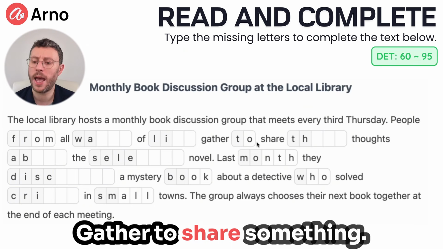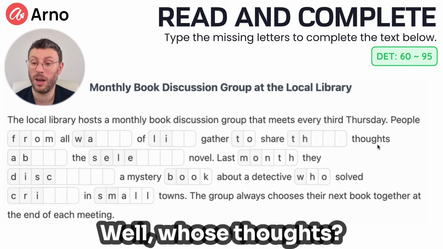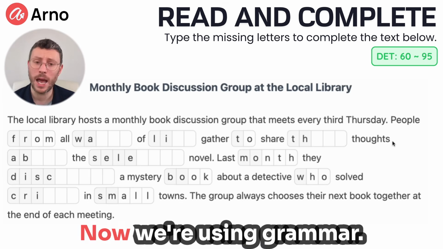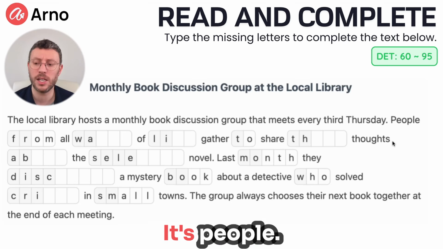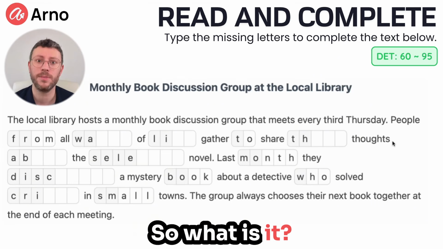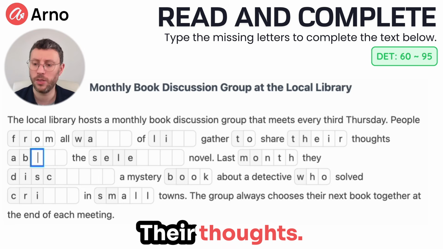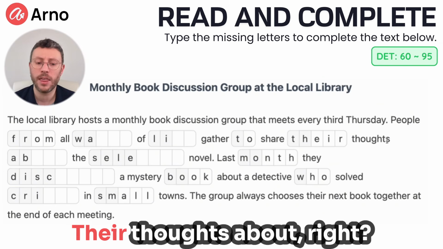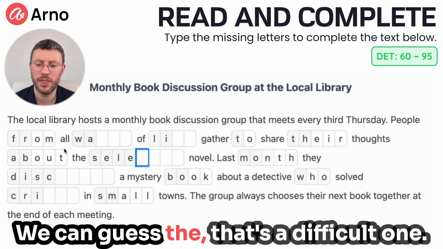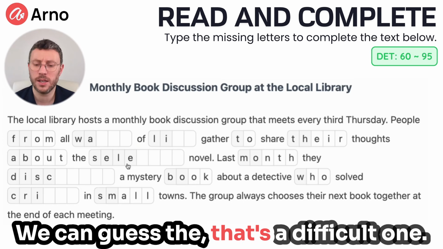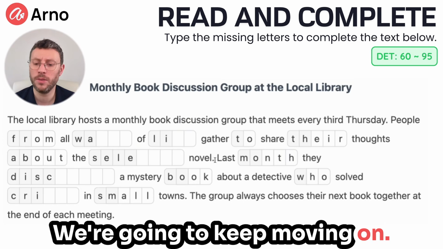Right, gather to share something thoughts. Well, whose thoughts? Now we're using grammar. Something thoughts, right? It's people. So what is it? Exactly. Their thoughts. Their thoughts about, right? We can guess. That's a difficult one. We're going to keep moving on.